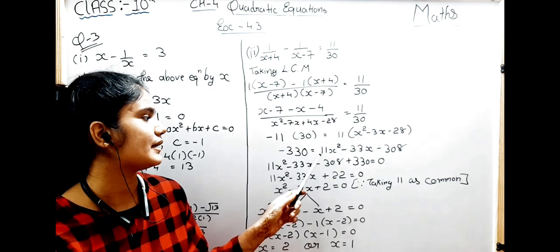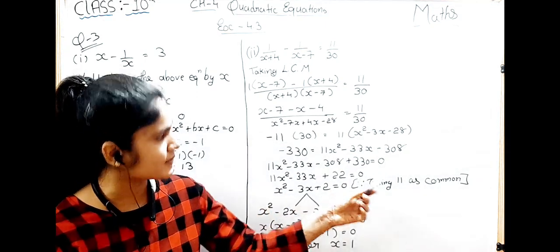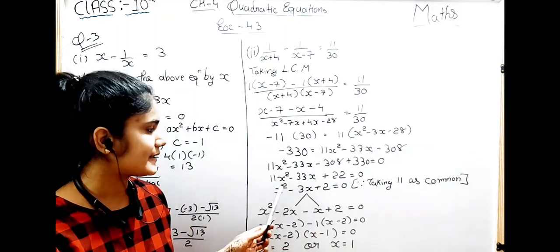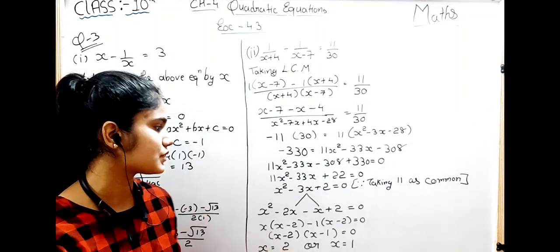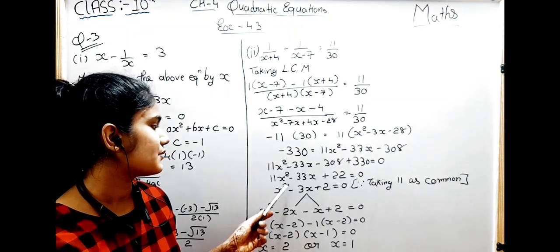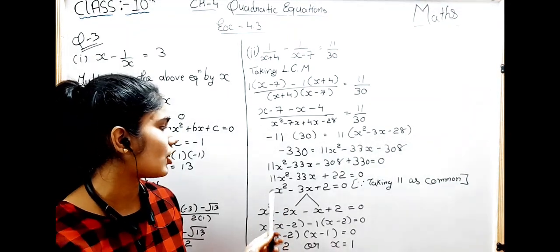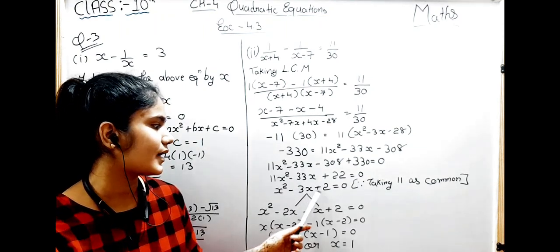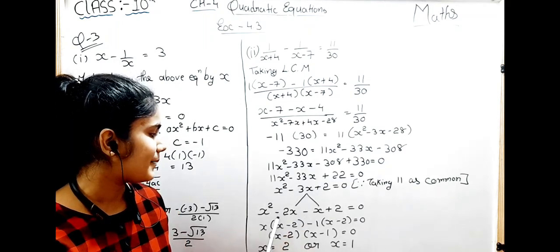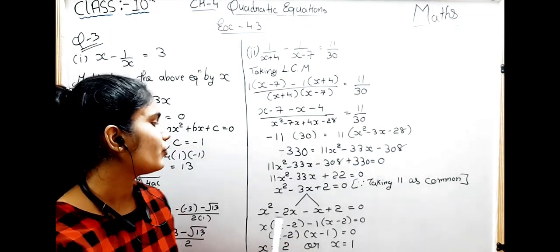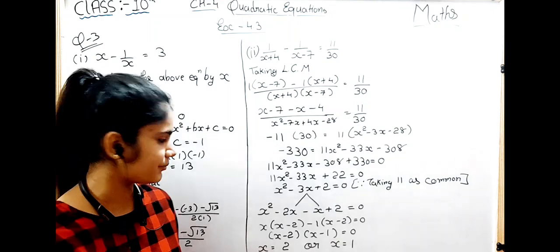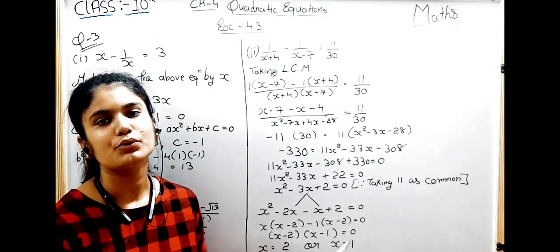Minus 330 is equals to 11x square minus 33x minus 308. Arranging this equation in quadratic form, it comes out 11x square minus 33x plus 22 is equals to 0. By using the factorization method, we will find the roots of this. Here we first take 11 common, so the equation will be x square minus 3x plus 2 is equals to 0. Splitting the minus 3x term into minus 2x and minus x, our 4-term quadratic equation is formed. Now by pairing it and taking common out from it, we get the roots of x as 2 or 1.